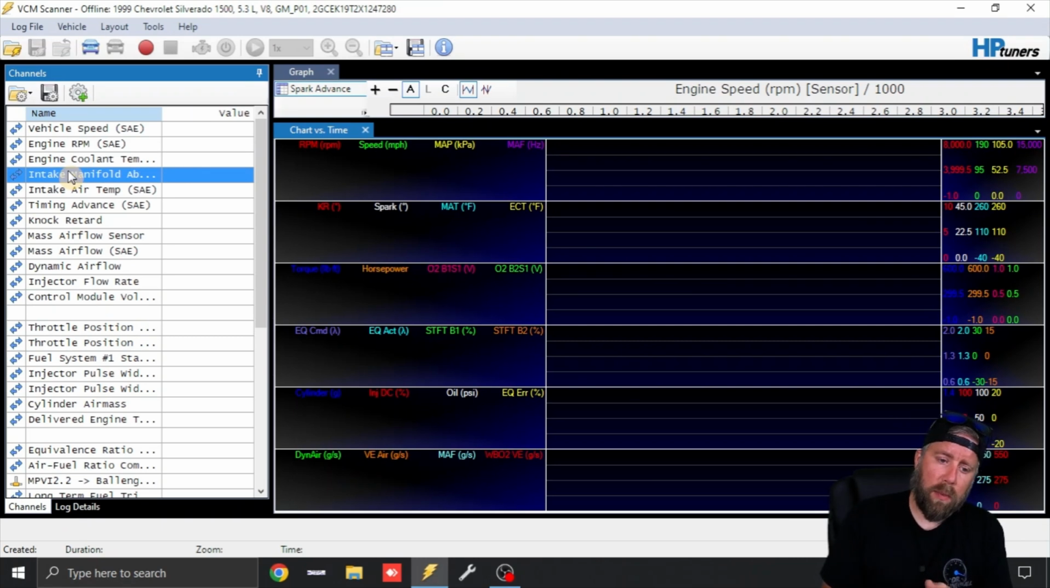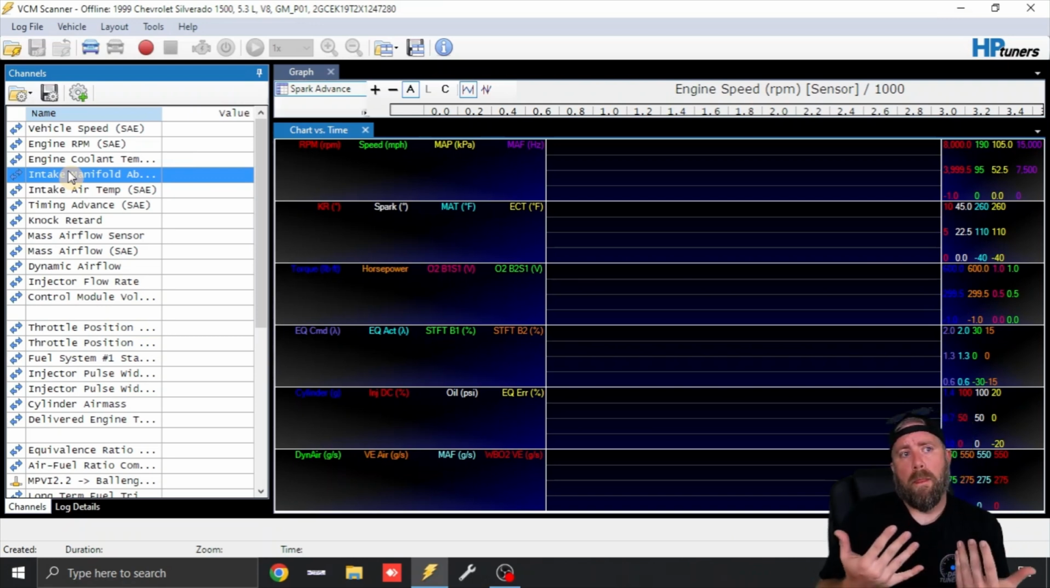So the next one's going to be intake manifold absolute pressure. This is obviously your MAP sensor, or manifold absolute pressure sensor. On a Gen 3 vehicle, this is that little square sensor. It's got a 3-wire plug on it. On the trucks, it's on top of the intake manifold. On the LS ones, it's on the back of the intake manifold. But this gives us our manifold vacuum, I guess the best way to put it.